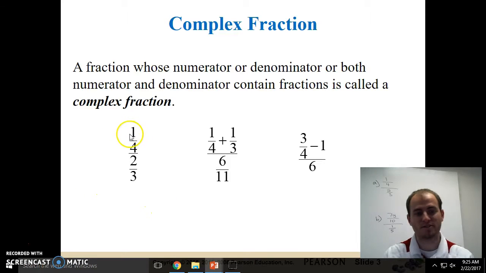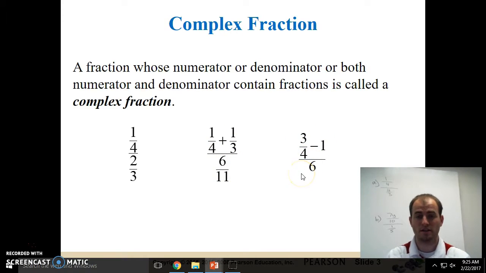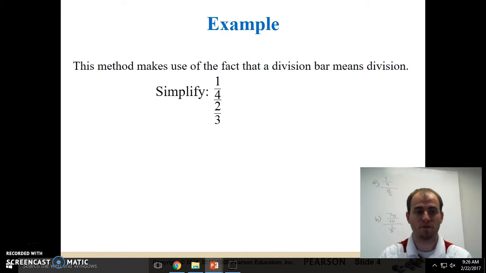So it's complex. You have fractions in the numerator and fractions in the denominator, like 1/4 over 2/3, or 1/4 plus a third all over 6/11, or 3/4 minus 1 all over 6. Okay, so it has fractions in both the numerator and the denominator of the fraction. So they look pretty difficult, but let's take a look at how to simplify some of these.